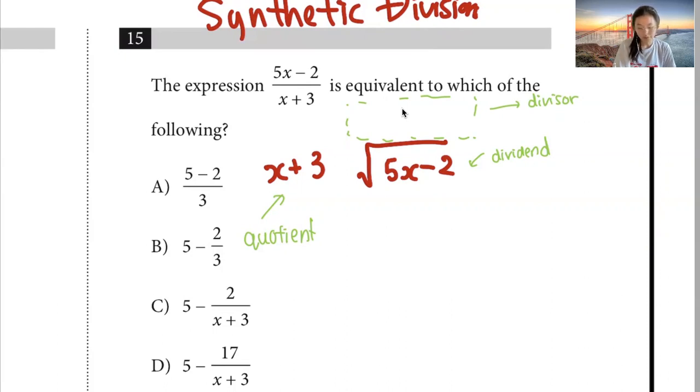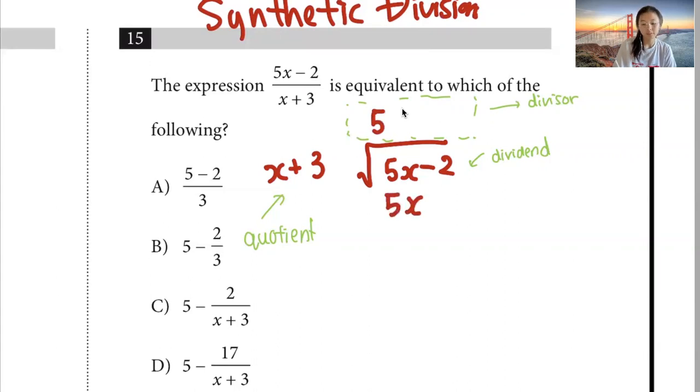So whenever you divide 5x minus 2 with x plus 3 or any number, you need to start from the left-hand side. So we're going to look at x in this case. What do we need to multiply x with in order to get 5x? We multiply it by 5. So we write 5. And we're going to multiply them together to get, obviously, 5x.